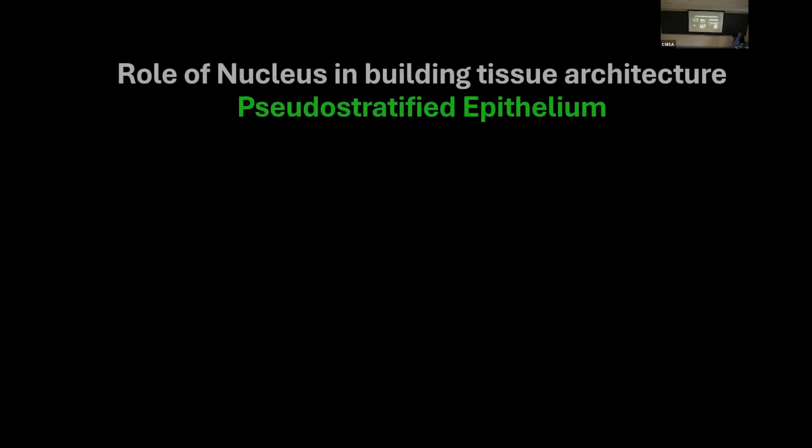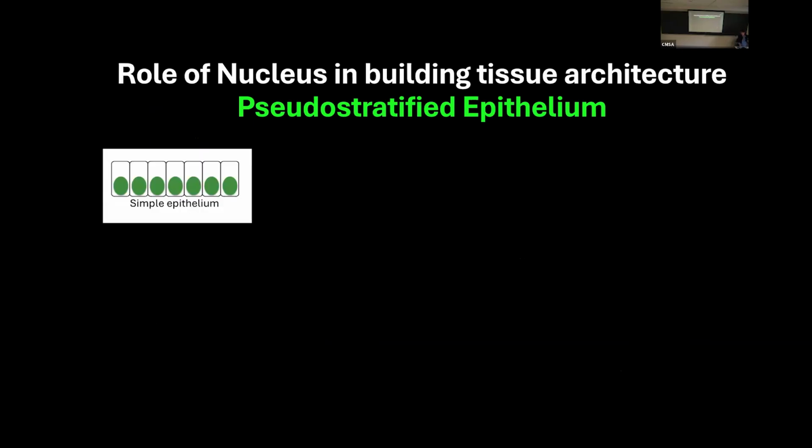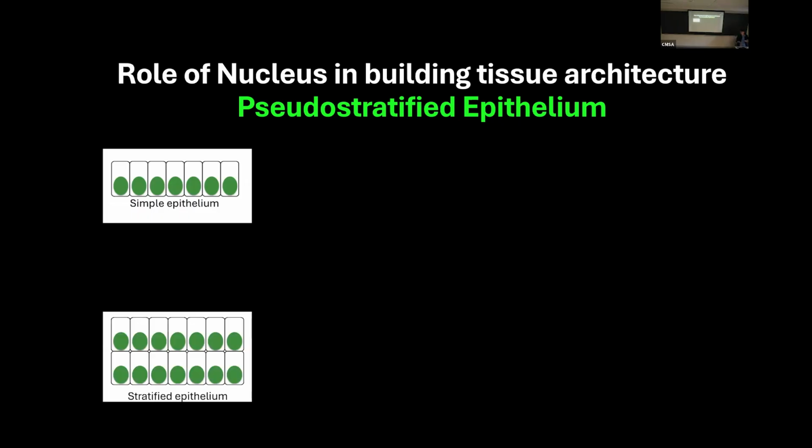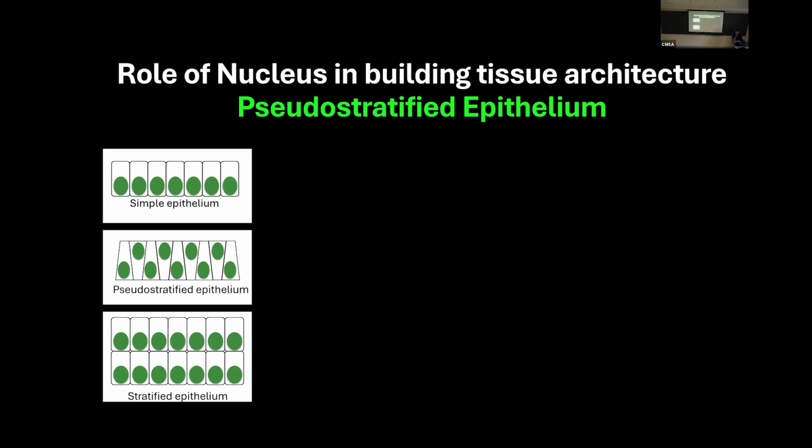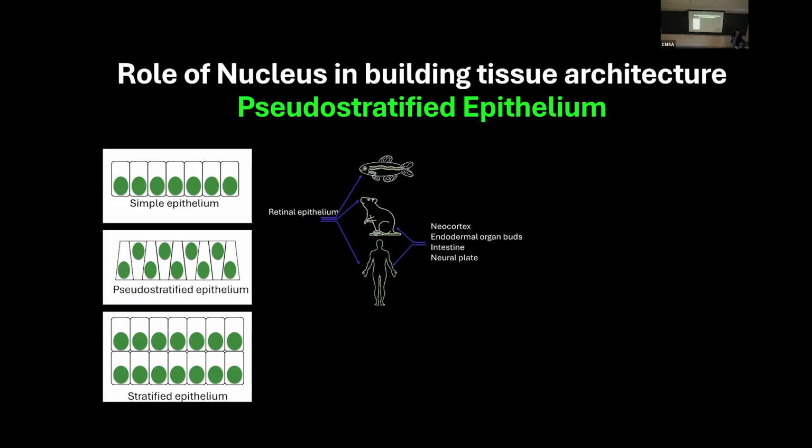So for the first part, we are looking at pseudostratified epithelium, which is different from, let's say, some of the simple epithelium we have been looking at. Simple epithelium is when you have your nucleus all at the bottom anchored to the basal side, and you have a nice apicobasal gradient in this. Stratified epithelium is when you have multiple layers of cells. A nucleus can be basal or at the center of the cell. Pseudostratified epithelium is unique in that it's just one layer of cells, but the nucleus occupies multiple different positions within the cell.